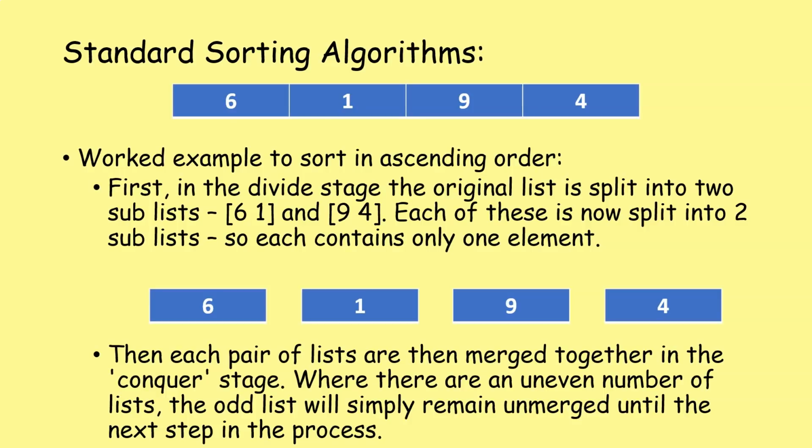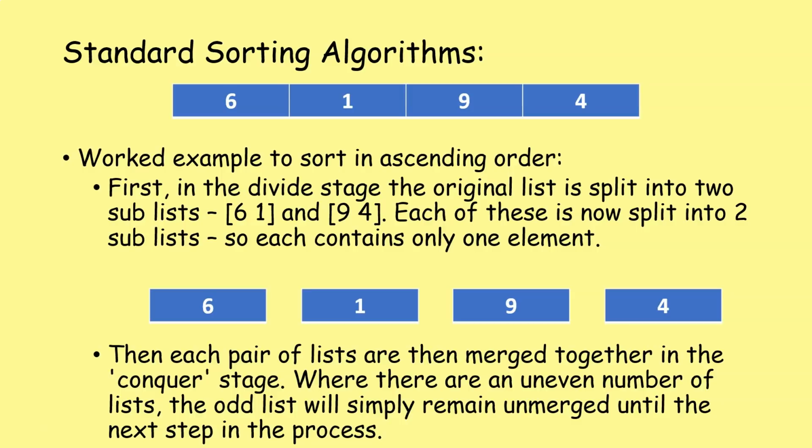So again, here is our list 6194. Here's a worked example to sort it in ascending order. First, in the divide stage, the original list is split into two sublists, 61 and 94. Each of these is now split into two sublists, so each contains only one element. So basically, we split everything off, and so it's just one number in each sublist. So we have 6, 1, 9, and 4. Then each pair of lists are merged together in the conquer stage.